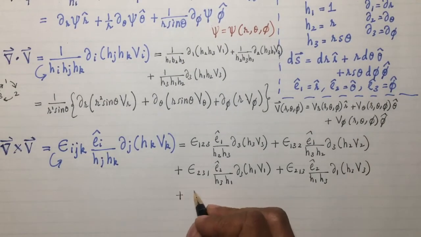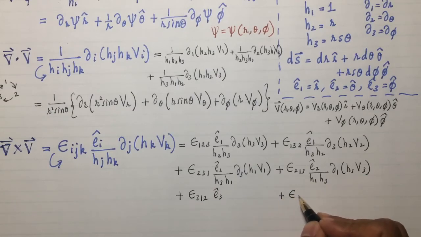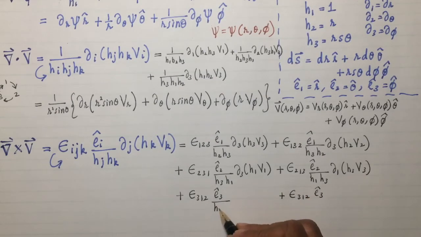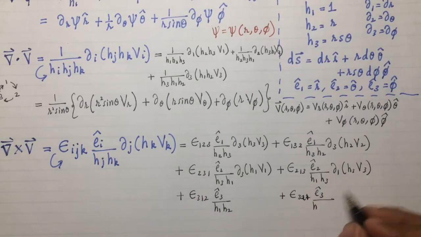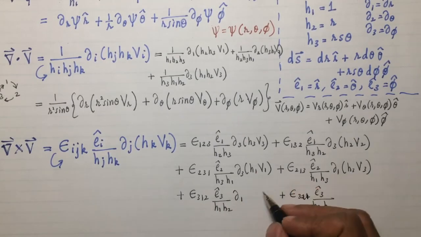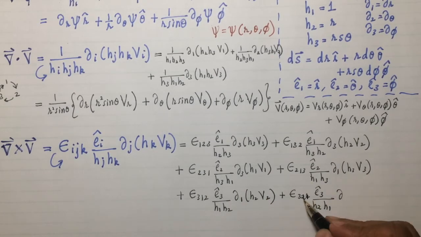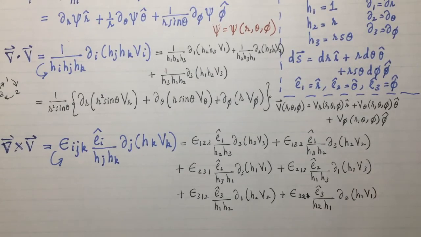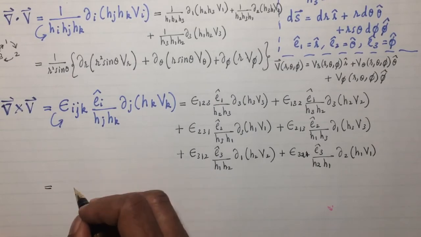Last term, epsilon 312 e3, and here I have h1 h2, and here I have 321 h2 h1, and that's del, middle term 1, outer term h2 v2, and then here it's del, middle term is 2, outer term is h1 v1. Now all we have to do is put values in, and that's the last and final step in finding the curl of a vector field in arbitrary coordinate systems.